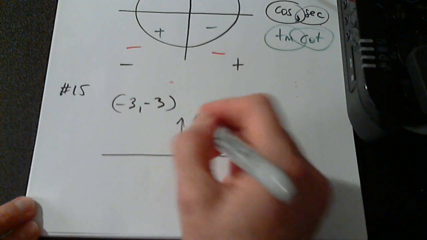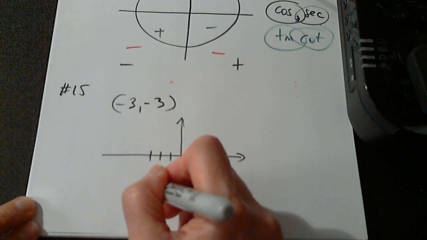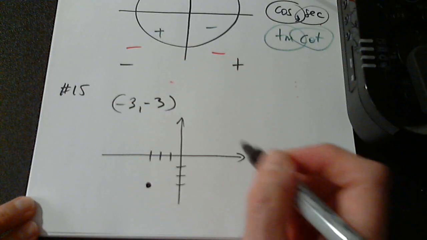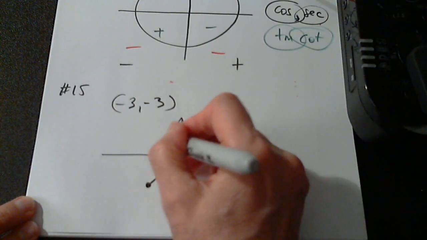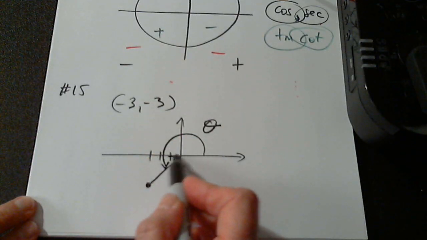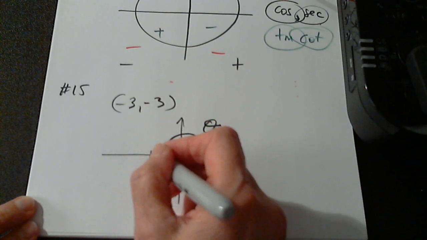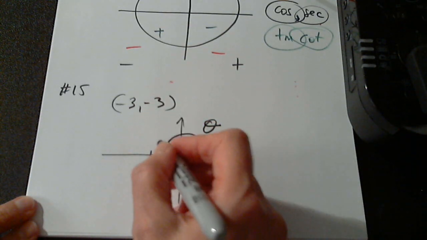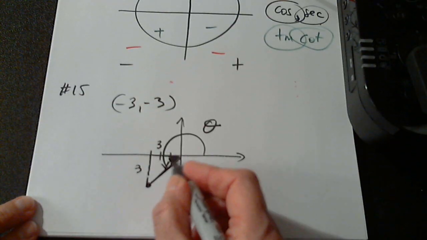On the coordinate system, -3, -3. Here's the point. Here's the terminal side. Here's the angle theta. Here's the reference angle. Here is the right triangle. This is 3 units. This is 3 units. I need to determine the hypotenuse.